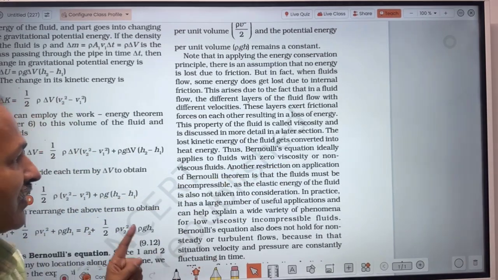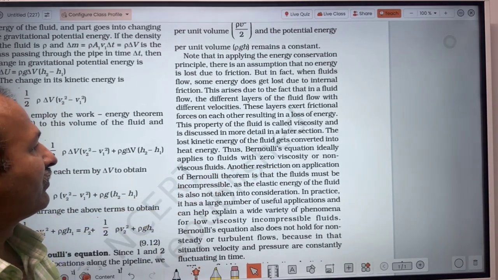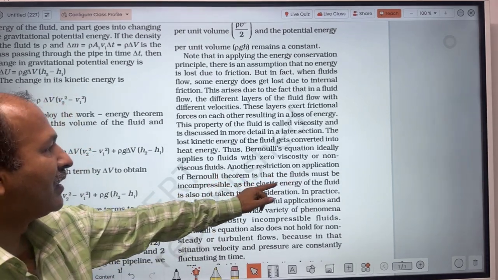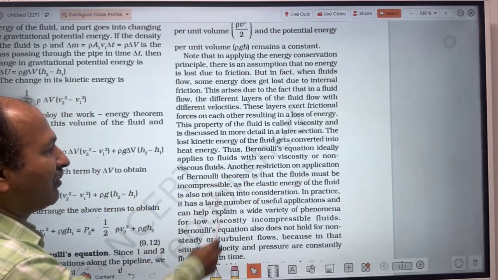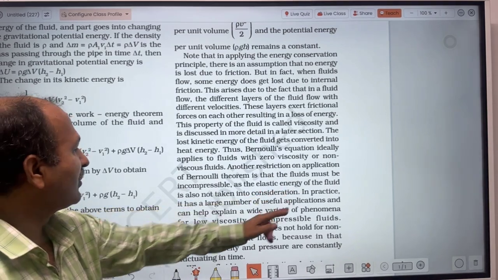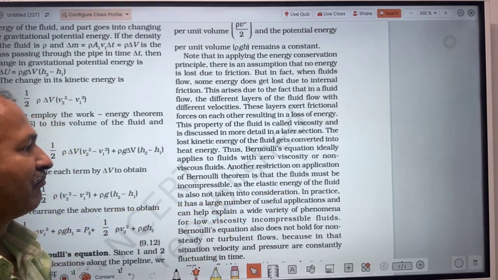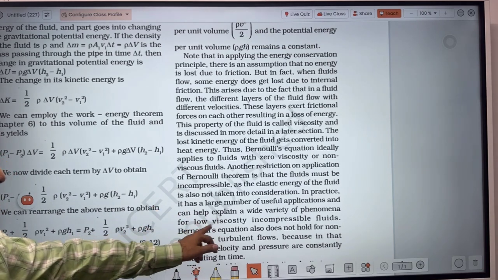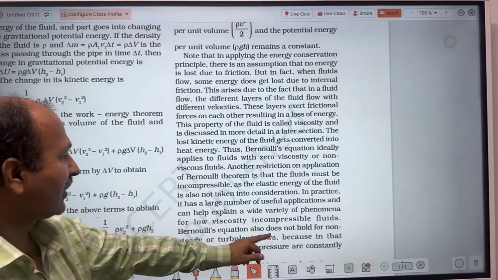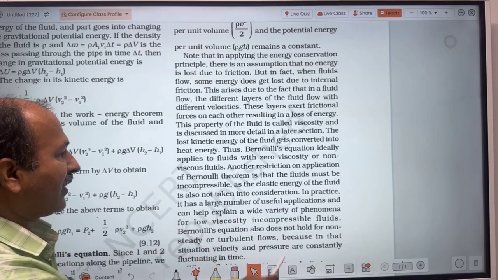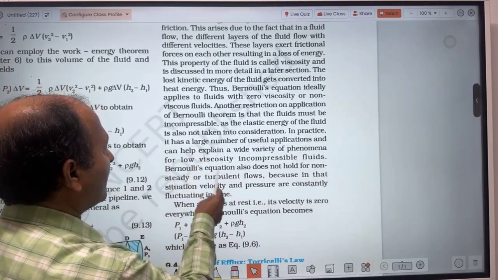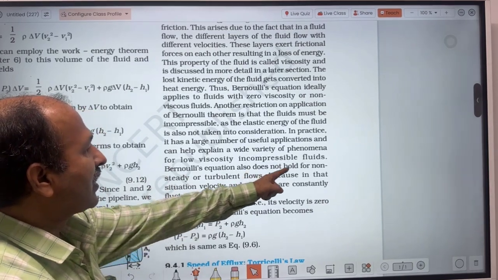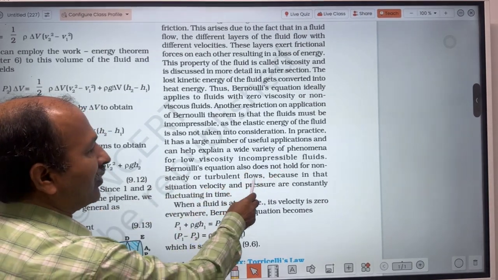Keep in mind, this is important: a non-viscous fluid, there should not be any viscosity. Another restriction on the application of Bernoulli's theorem is that the fluid must be incompressible, as the elastic energy of the fluid is not taken into consideration. If it is compressed, certain energy will be lost in that case also. In practice, it has a large number of useful applications and can help explain a wide variety of phenomena. For low viscosity incompressible fluids, Bernoulli's equation also does not hold for non-steady or turbulent flow.